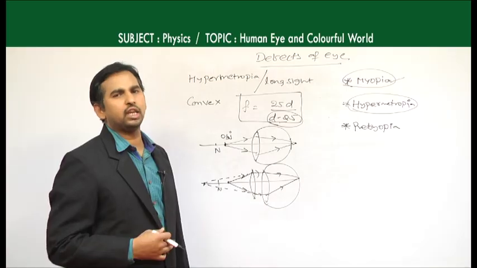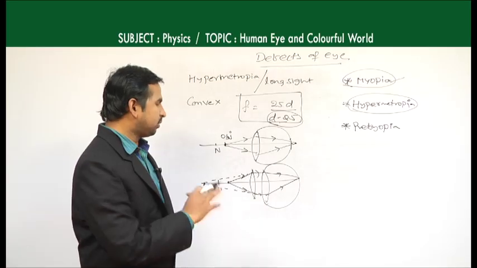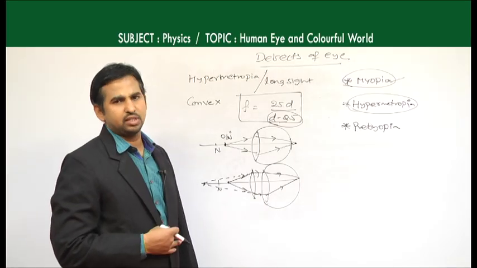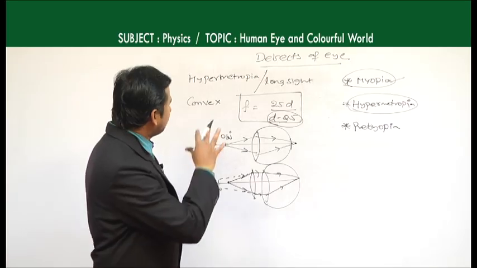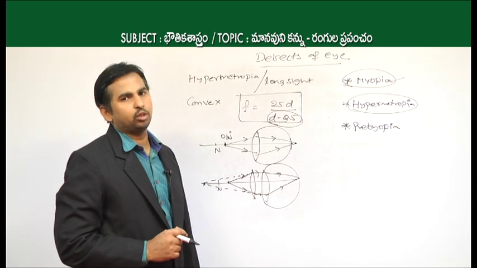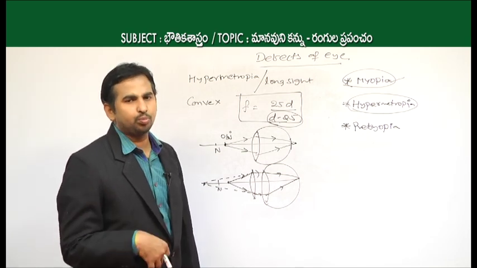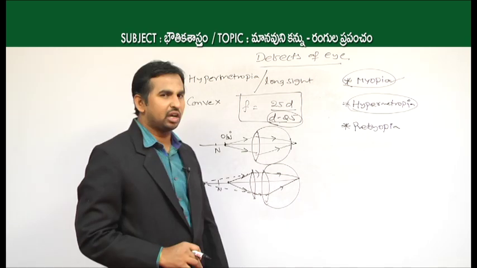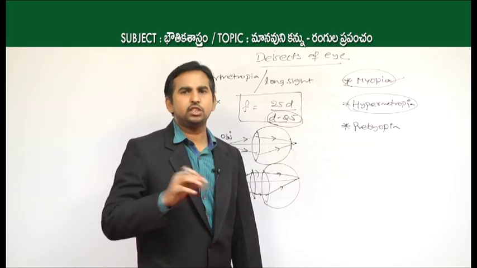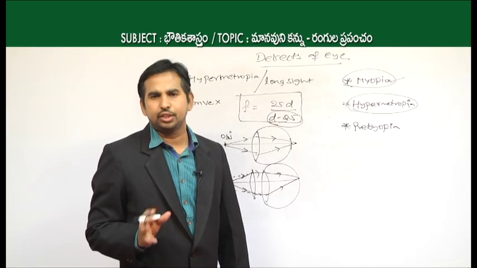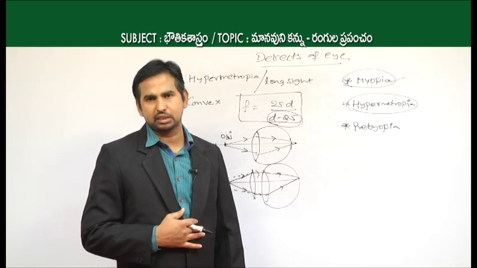As the focal length is positive, it means we are using a biconvex lens, or a double convex lens here. So that is how to correct hypermetropia. The main important question on hypermetropia, or long sight, about how to correct the eye lens is which type of lens we have to use: a biconvex lens.